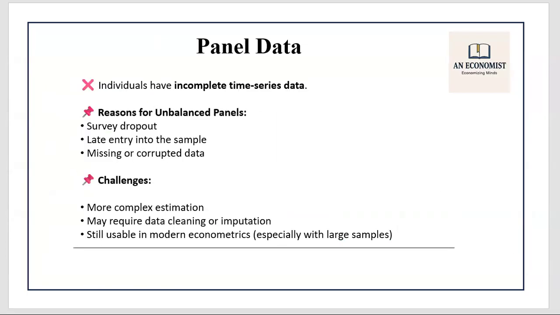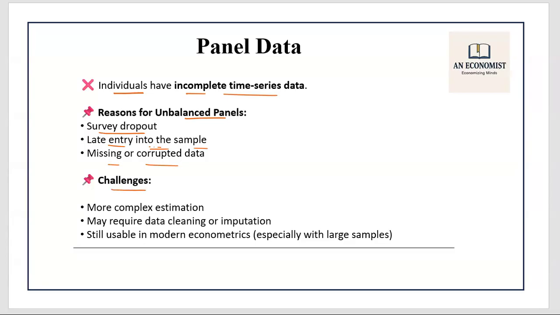Now the final thing that I want to share with you is, suppose you have this unbalanced panel, then what will be the problems? Individuals will have incomplete data, missing values are present. That is why individuals will have incomplete time series data. Now, why may this unbalanced panel appear? What are the reasons for unbalanced panel? It can be due to survey dropout. Survey is not conducted properly. Late entry into the sample. The entry is not made accordingly in time. Or there will be missing or corrupted data. Lack of data, basically. Lack of knowledge, lack of information. That is why missing value is found.